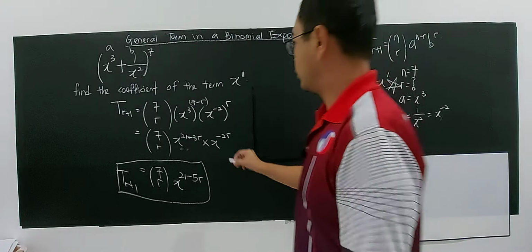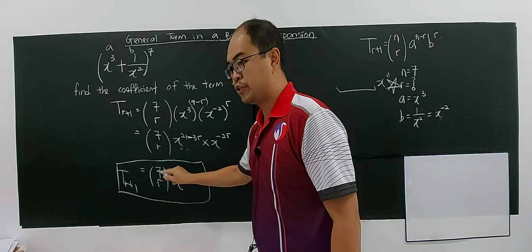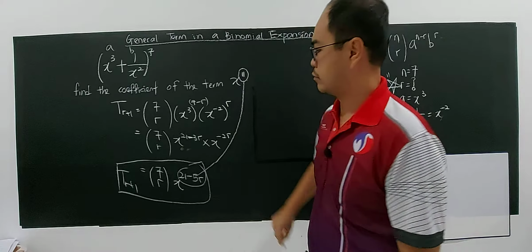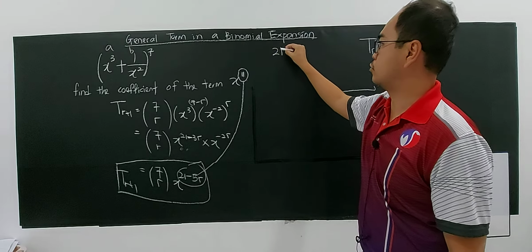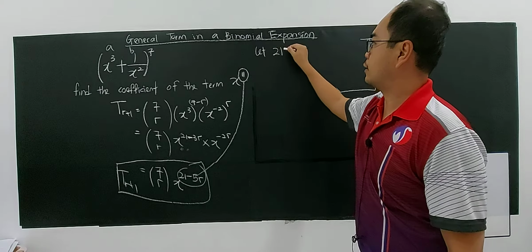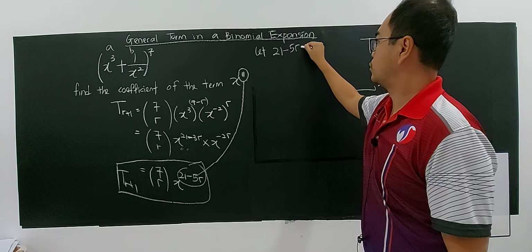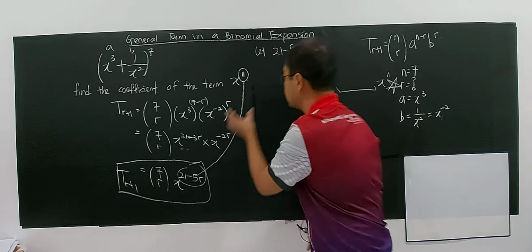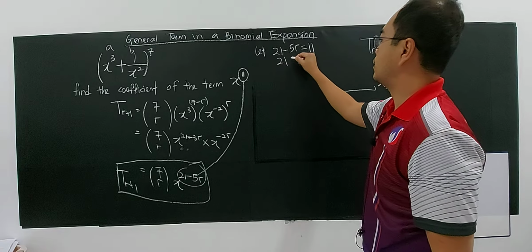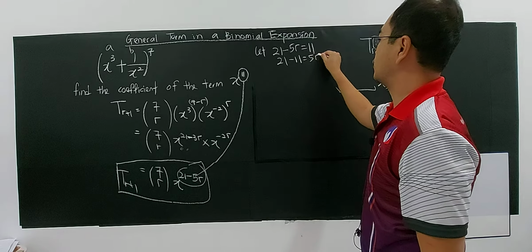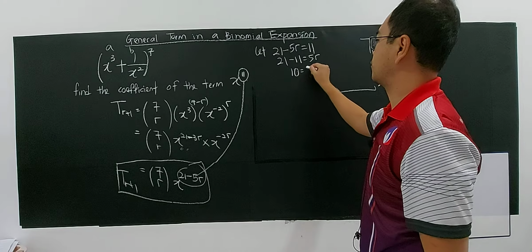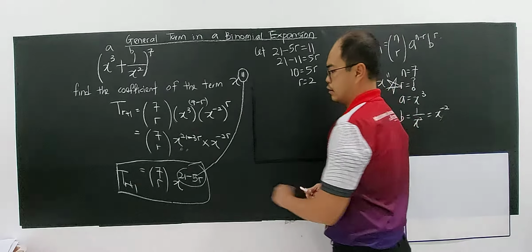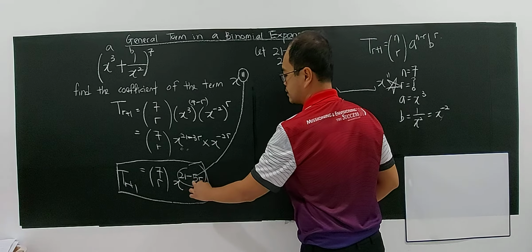Now you can choose the value of r. You want to find the coefficient for x to the power of 11, so you set this to be 11. You let 21 minus 5r be 11, because you want this to be power of 11, so you equate it to 11. Then 21 minus 11 equals 5r. 21 minus 11 is 10, so r equals 2. If you put 2 in here, 5 times 2 is 10, and 21 minus 10 is 11.